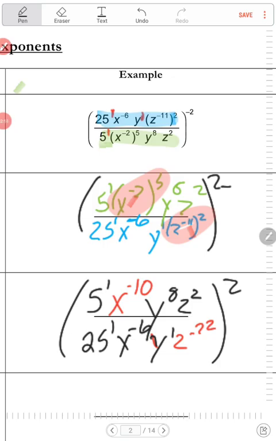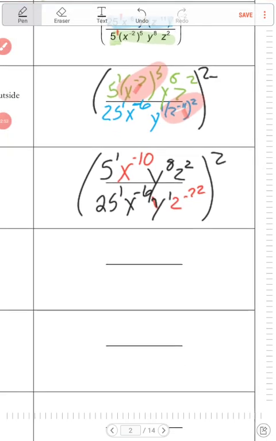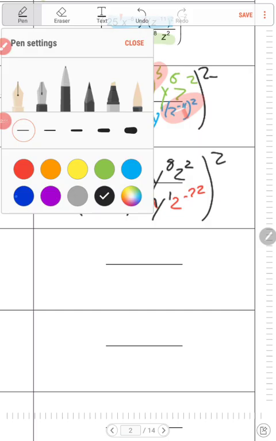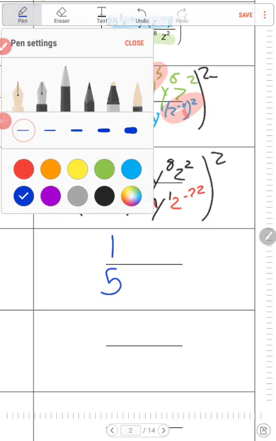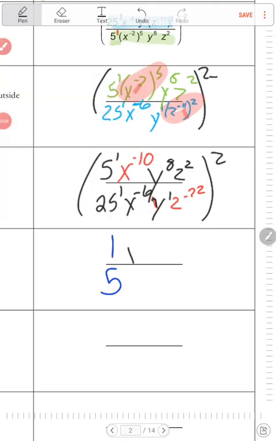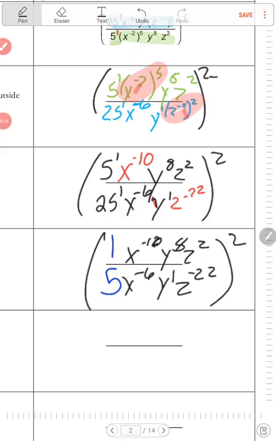Next thing we're going to look at is fractional coefficients. That's going to be the numbers out in front. Super duper simple. 5 over 25 becomes 1 over 5. So x to the negative 10th, y to the 8th, that's a 10, z squared, x to the negative 6th, y to the first, and z to the negative 22nd. All of that inside the parentheses that are squared.